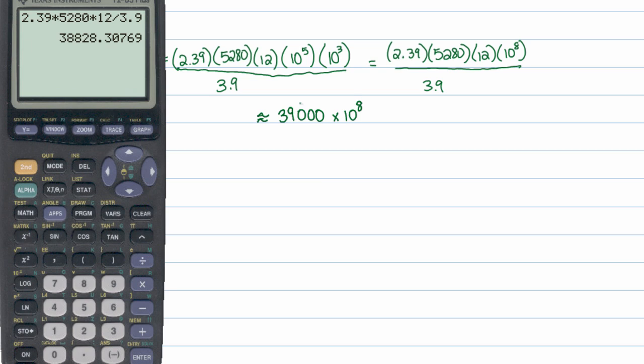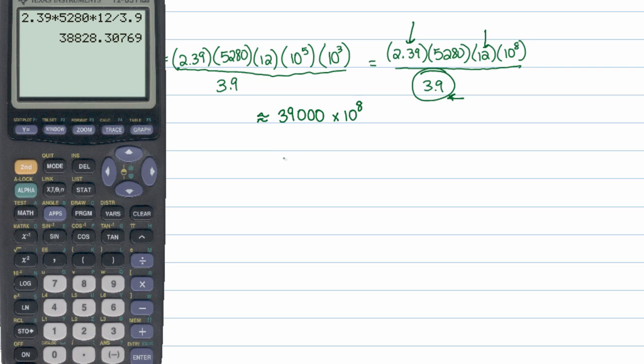I only kept the first two digits because maybe I'm just really concerned about a rough estimation. So really 38,000 is not that important to me. 39,000, just rounding up, would be absolutely fine. Notice there's two digits of accuracy in the 3.9 here, so I'm only going to keep two digits of accuracy in my final answer.